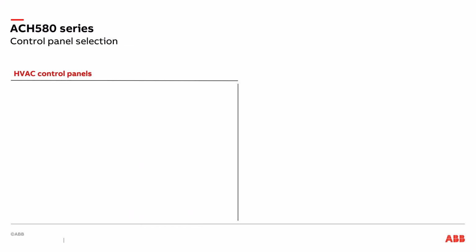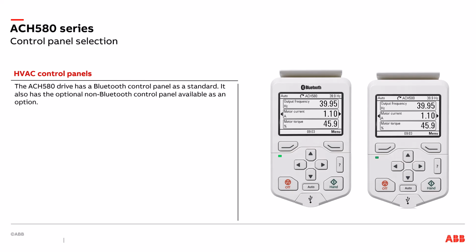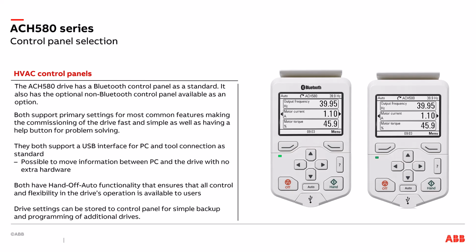The ACH580 drive has a Bluetooth control panel as a standard. It also has an optional non-Bluetooth control panel available. Both support primary settings for most common features, making the commissioning of a drive fast and simple, as well as having a help button for problem solving.